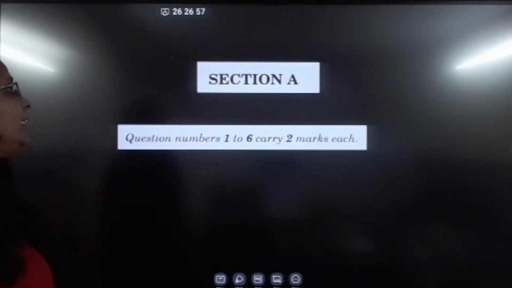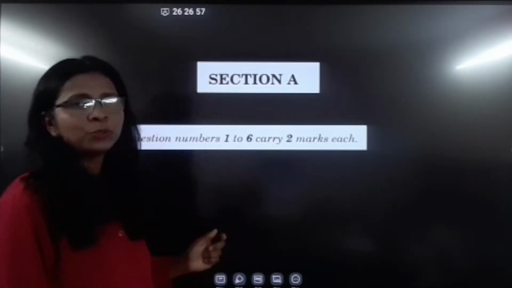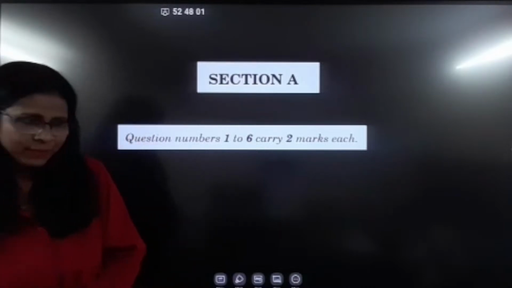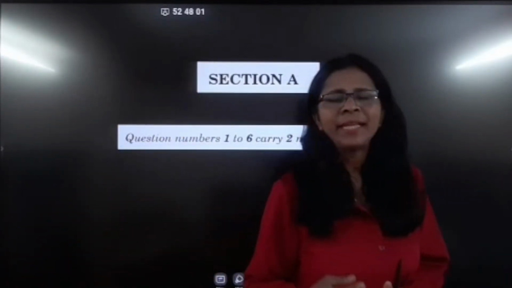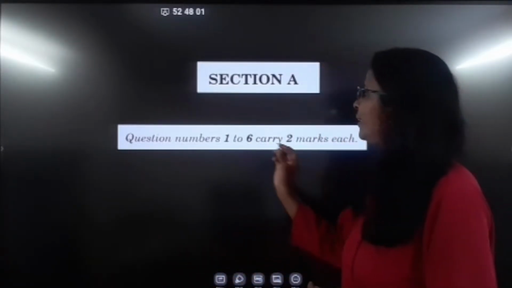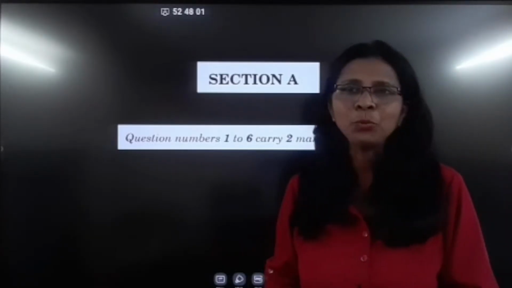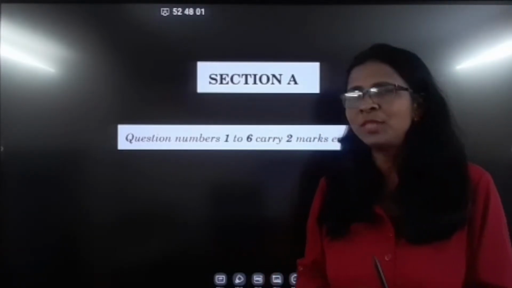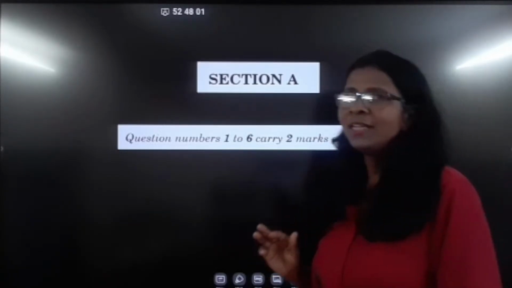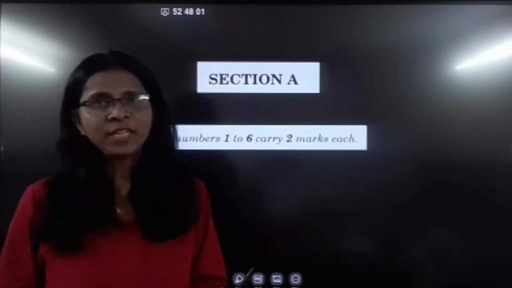Now here, this is section A, and questions 1 to 6 carry 2 marks, students. In the March 2022 paper pattern, section A has only 6 questions and they carry only 2 marks. There are no MCQs in this question paper. So let us see which questions arise in section A.